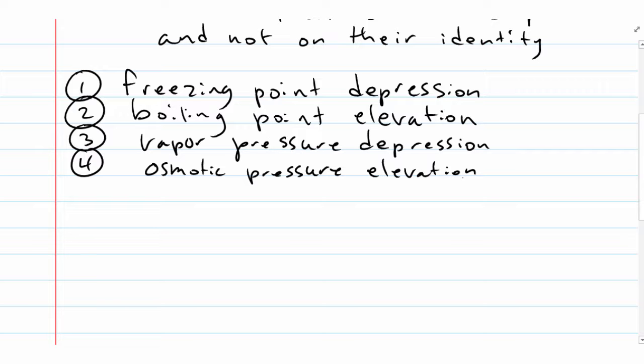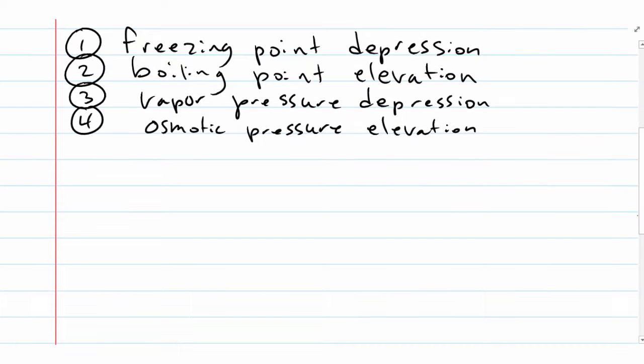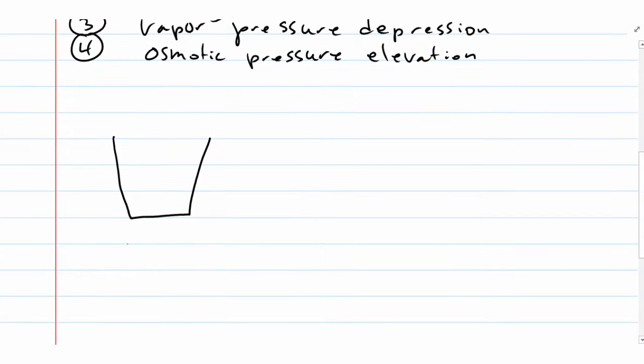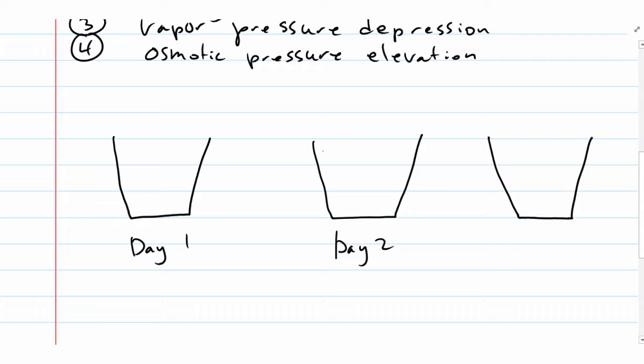Now this colligative property is related a whole lot to the extra credit lab that many of you just completed. And it worked something like this. This one was performed over a period of 3 days. So put down day 1, day 2, and day 3.